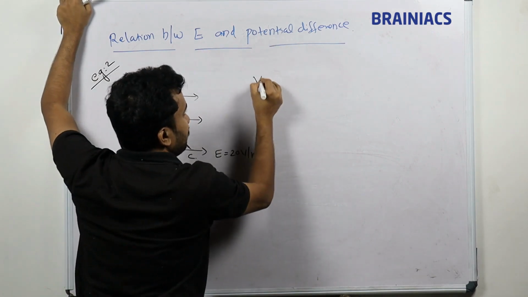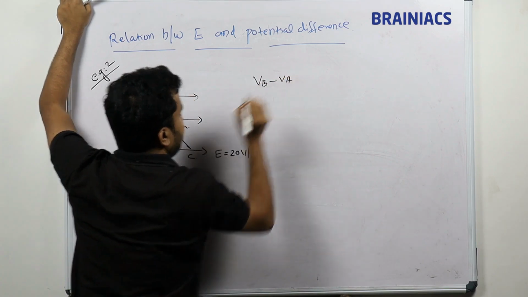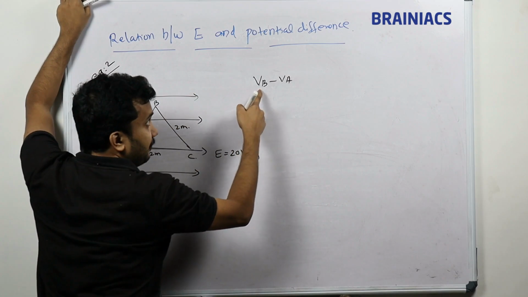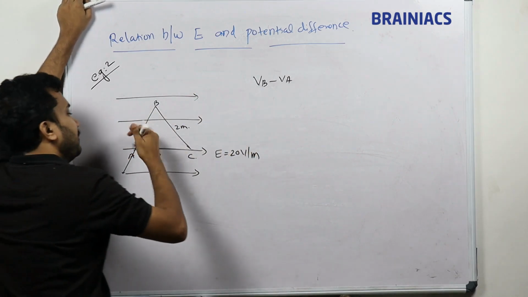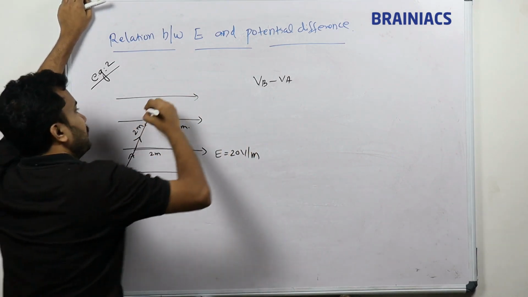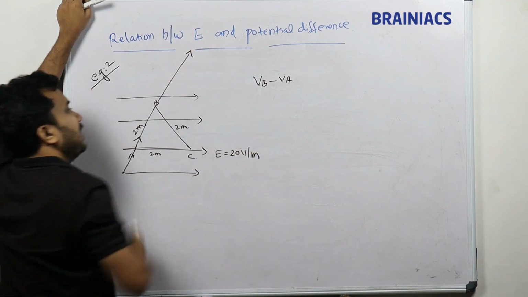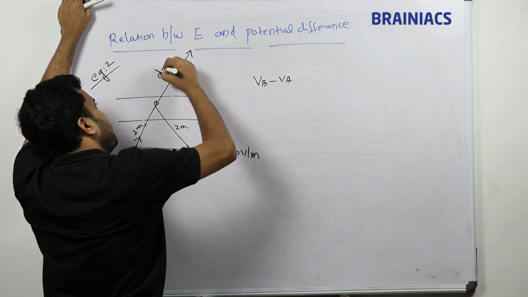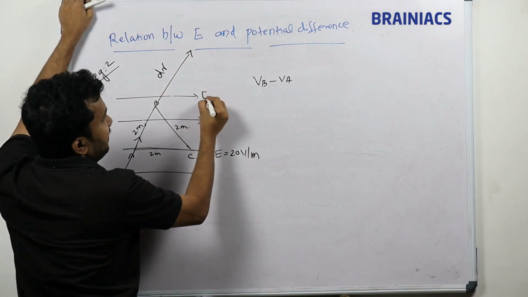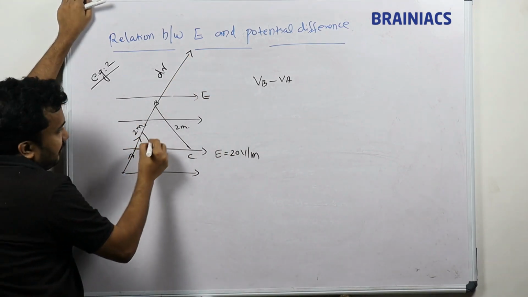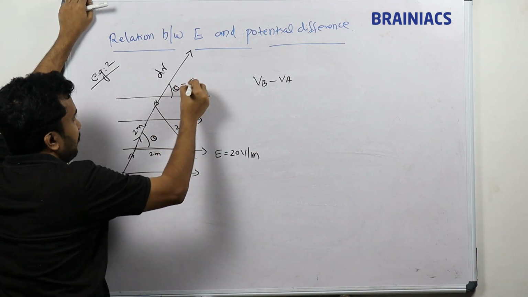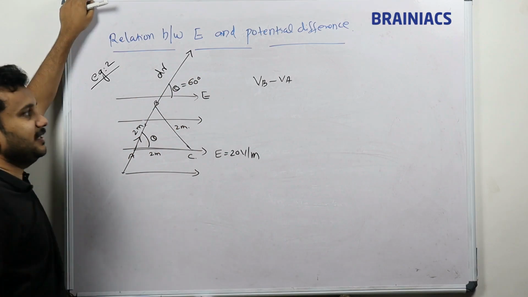Instead of this, we will take VB minus VA. So VB minus VA means I am moving where VB is the final point. So I am starting from A and taking this direction. This is the direction of motion. This is my dr vector, and this is my electric field vector. What is the angle between them? This angle is theta. For an equilateral triangle, the angle equals 60 degree.